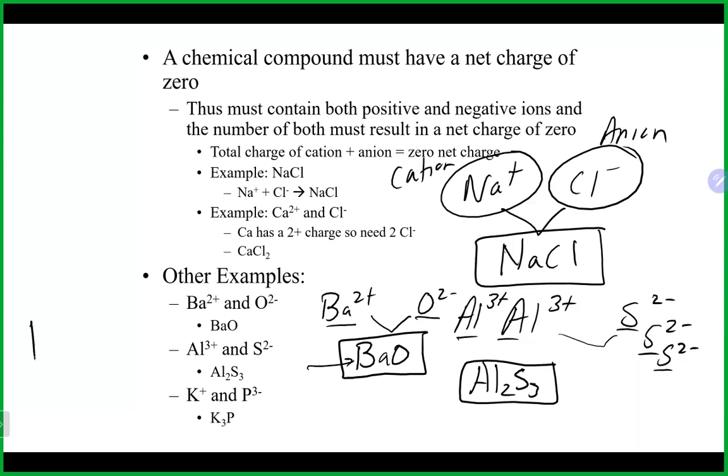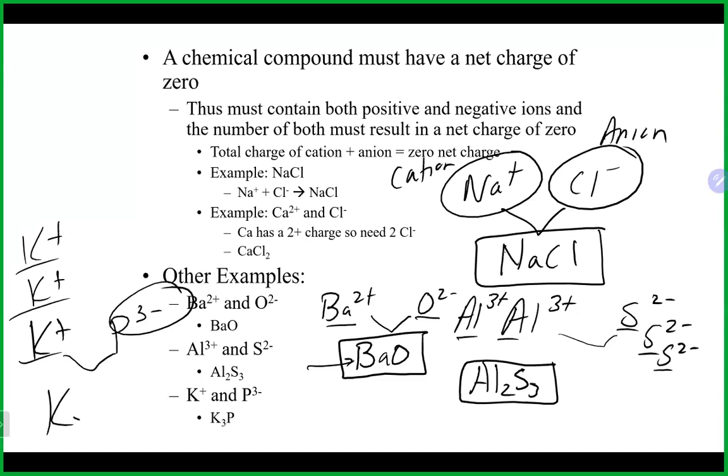Same thing with our potassium and our phosphide. Again, 3 times 1 is 3. So really, I need more of this guy, a grand total of 3 of them. That gives me a +3 here to balance out my -3 on this side. And I have 3 potassium, so I write the number on the bottom. I have 1 phosphorus, and that will give me my proper formula. Any questions about that?